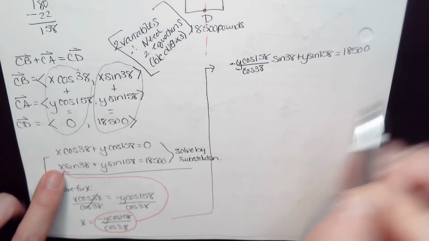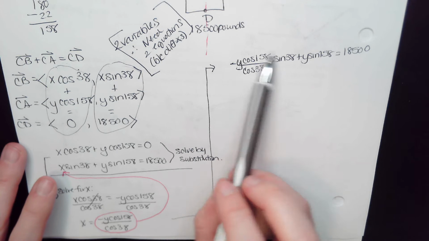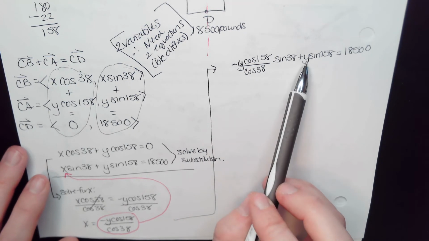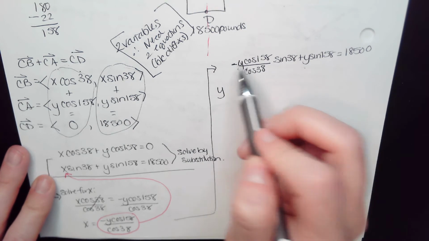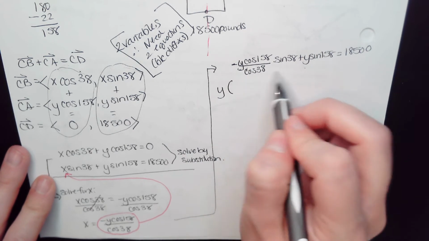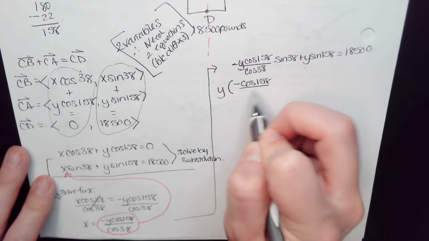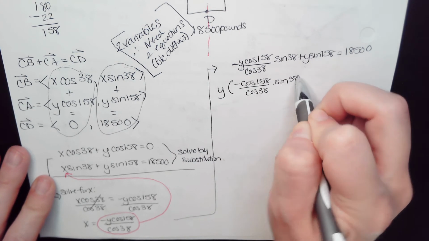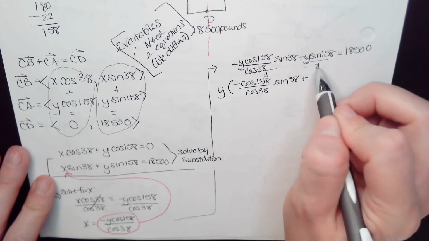18,500. So I need to solve for y, and as you see, I have a whole lot of stuff going on here. So what I'm going to do is I see a y in each of them. So I'm actually going to factor out that y, and careful here because this still has a negative right here. So in parentheses, if I divide this first term by y, I'm just going to be left with everything else. So negative cosine 158 over cosine 38 times sine 38. Plus, here, if I divide this one by y, then I'll be left with just sine 158.